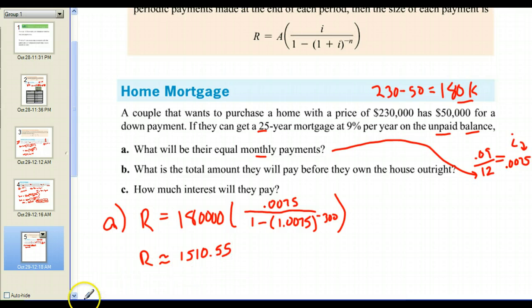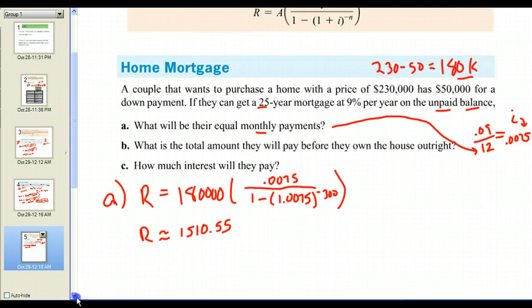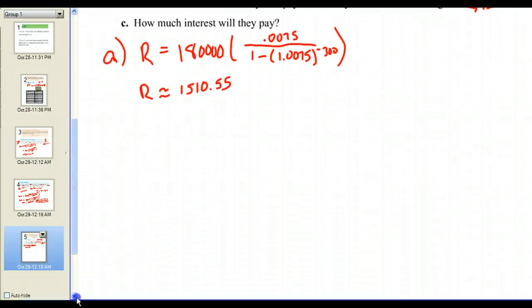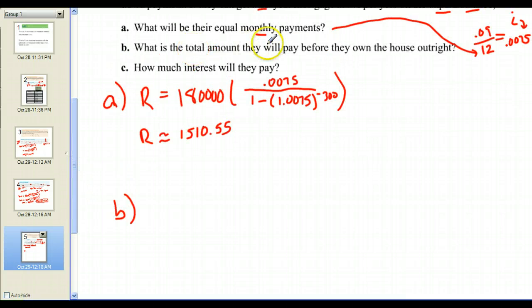Alright, now part B. If you're getting ready to buy a house, you might not want to watch part B and C. But part B says, what's the total amount they're going to pay before they own the house outright? Meaning, we're going to pay this $1,510 payment every month for 300 months. Alright, how much did we end up paying?